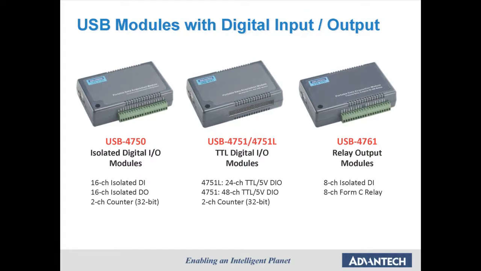We offer digital I/O and relay USB modules for control and automation applications. The USB 4750 delivers isolated DIO channels with 2500 volt isolation protection, which can prevent computer damage in harsh environments. For TTL signals, you can use the USB 4751 and the USB 4751L. The USB 4761 has 8 built-in relays with a 250 VAC or 30 VDC contact rating.